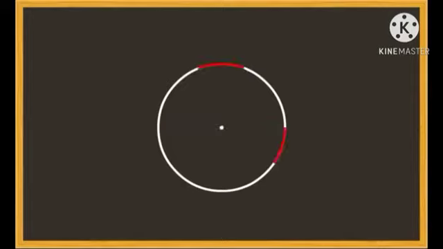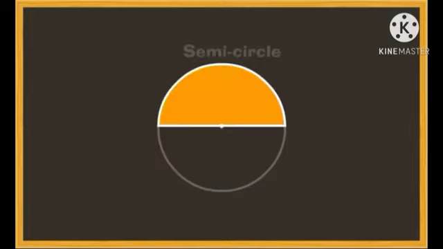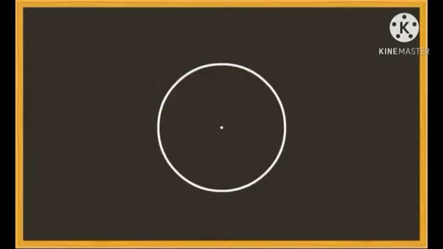Any part of a circle is called an arc. An arc that goes half the way around a circle is called a semicircle. The length of the boundary of a circle is called its circumference.